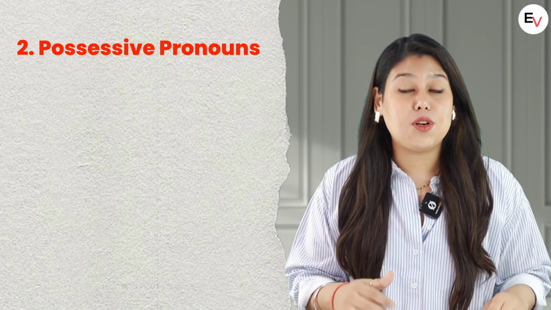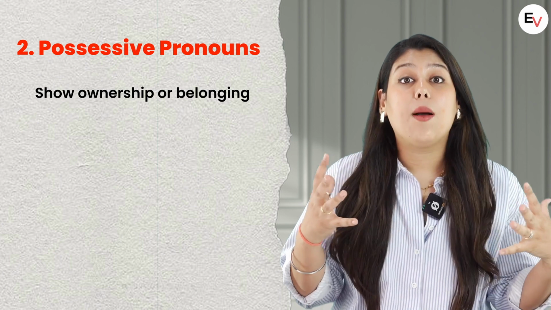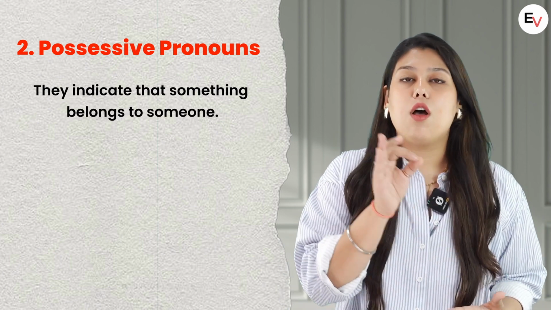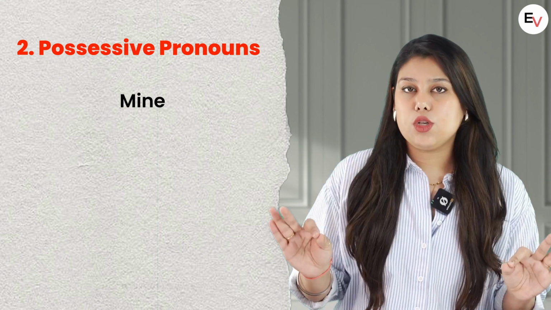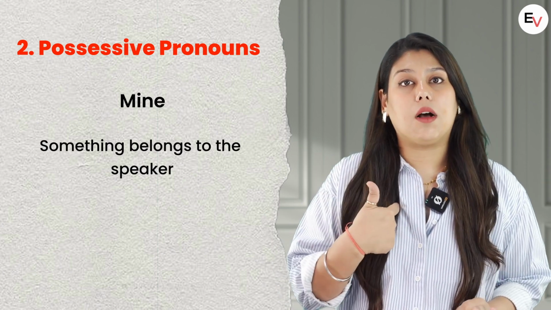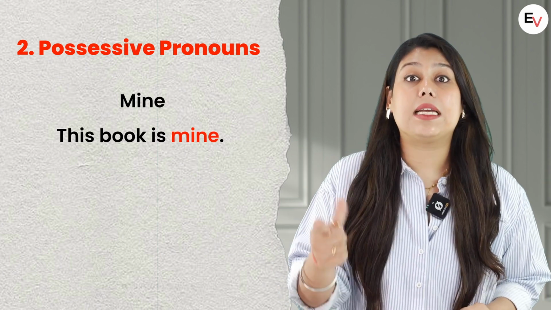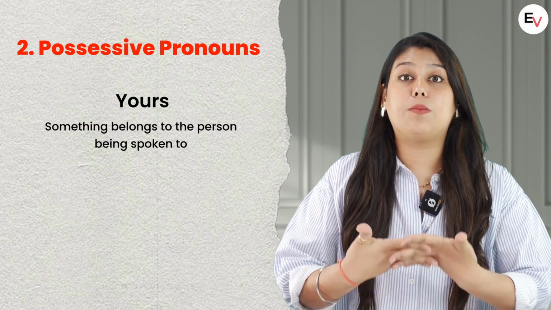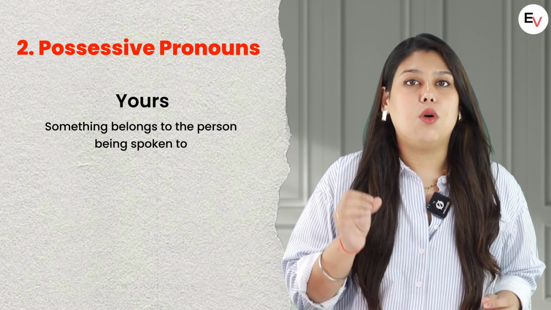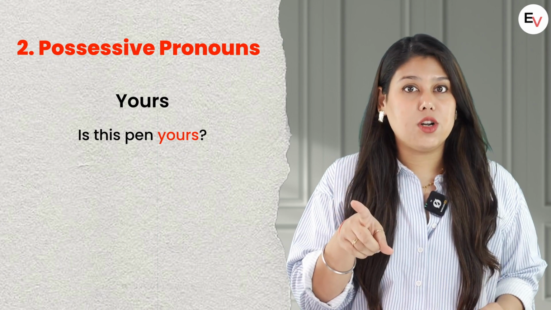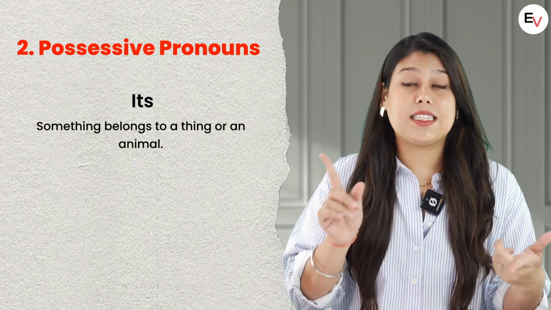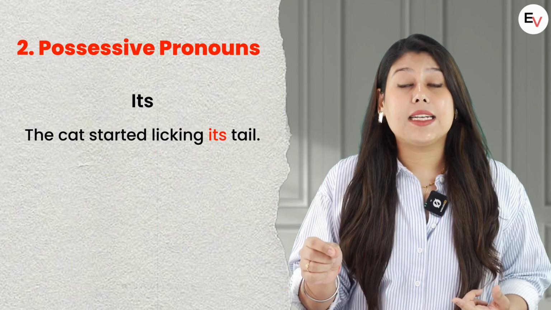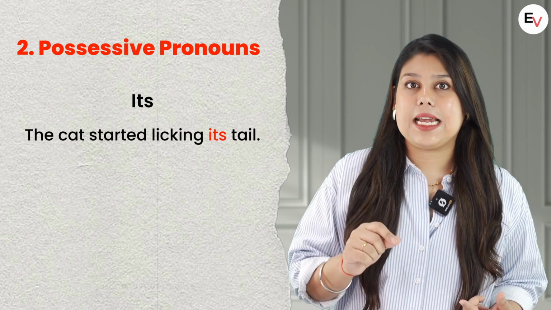Now these type of pronouns show ownership or belonging. They indicate that something belongs to someone. For instance, mine. Now this shows that something belongs to the speaker. For example, this book is mine. Yours. This shows that something belongs to the person being spoken to. For instance, is this pen yours? Its. This shows that something belongs to a thing or an animal. For example, the cat started licking its tail.